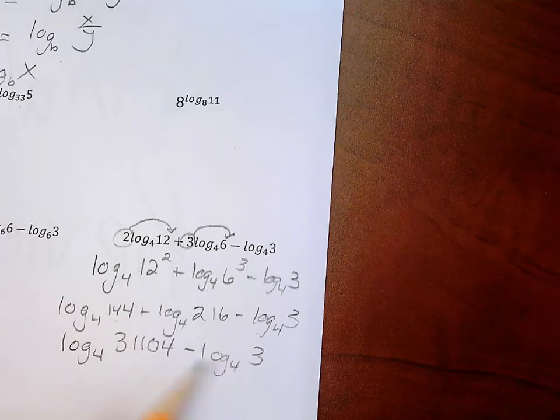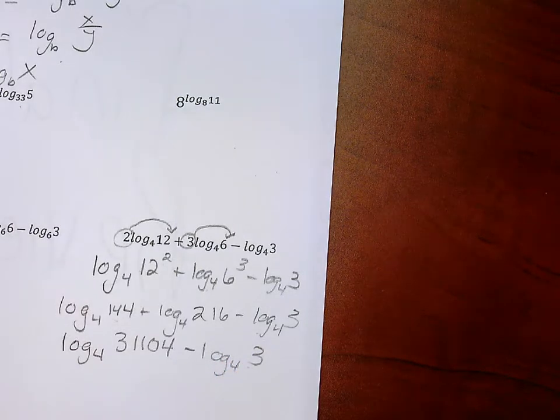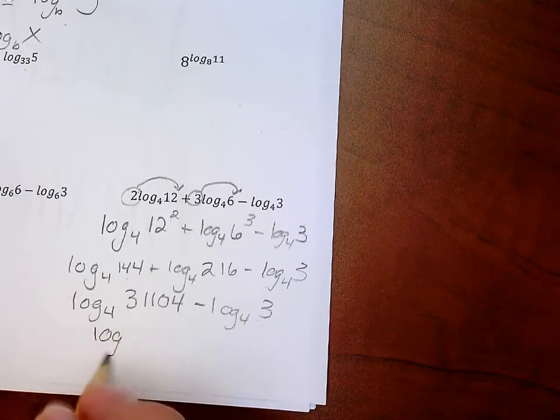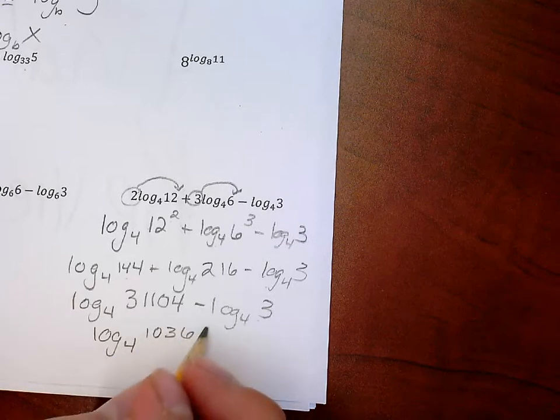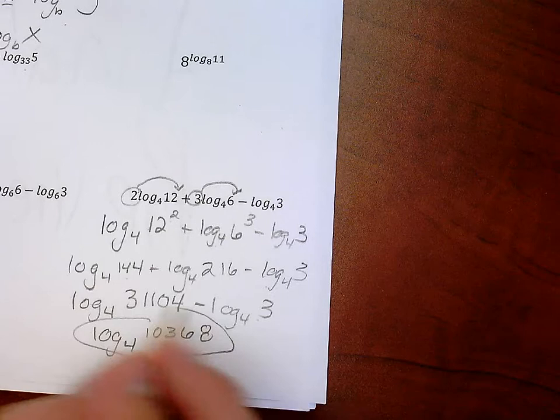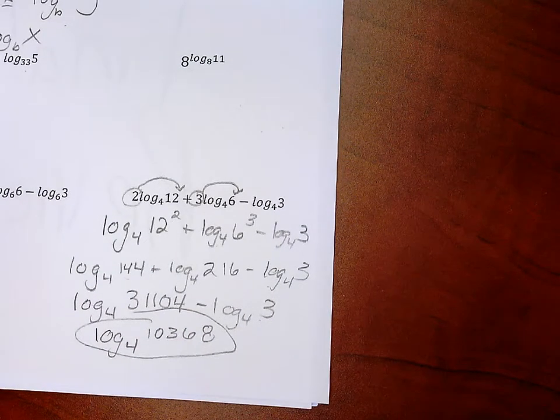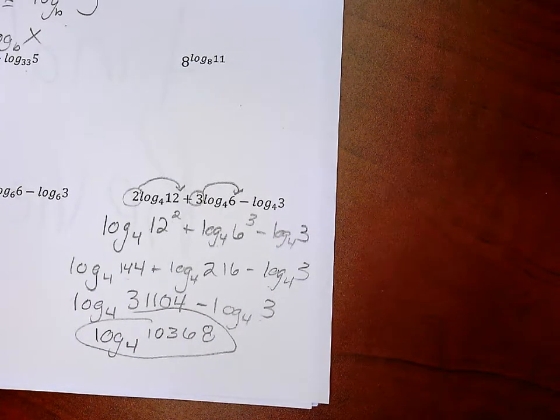Since this is a minus, we're going to take this number and divide it by this number. We get log base 4 of 10,368. And that would be our final answer. Okay, now that's how you reduce. Now let's learn how to expand.